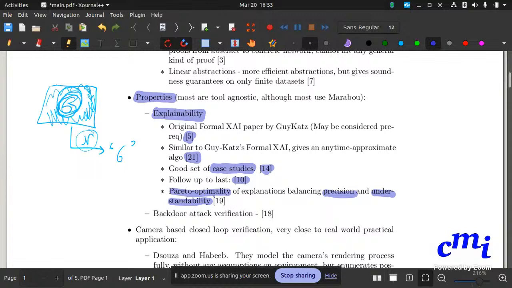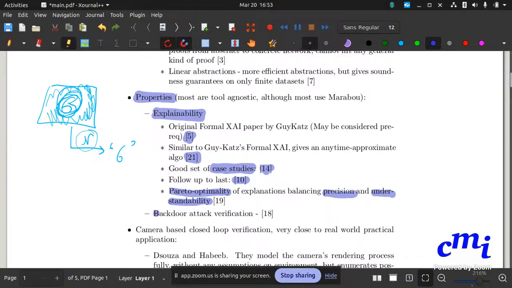I would say that the explanation that they finally come up with is not very tightly formally linked to the model, because they're treating the model as a black box. So they're statistical explanations. They do have some statistical guarantees behind these explanations nonetheless. So that way it's also different. But this idea of balancing precision and understandability is, I think, very interesting.